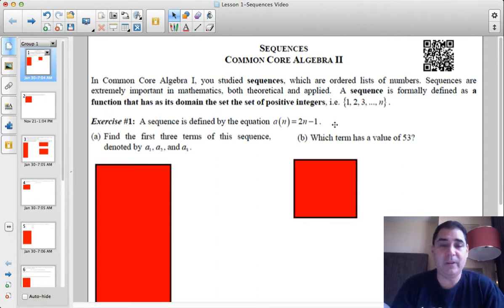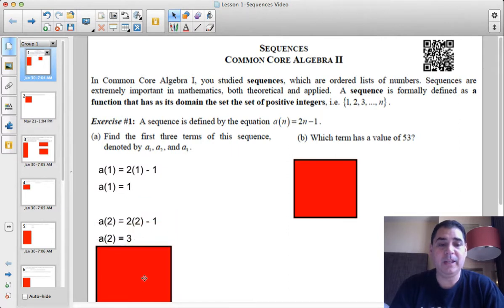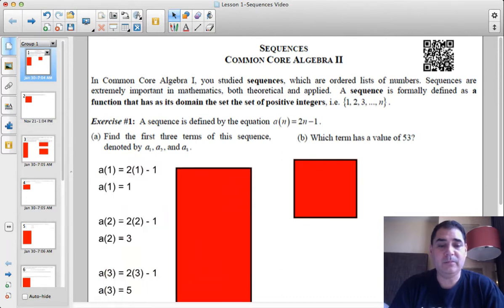So that's pretty easy. If I put 1 in, look what we get. We get 1. If I plug 2 in, look what we get. We get 3. If I plug 3 in, look what we get. We get 5. So this is the first term, the second term, the third term. If I wanted the 80th term, you'd put 80 in.